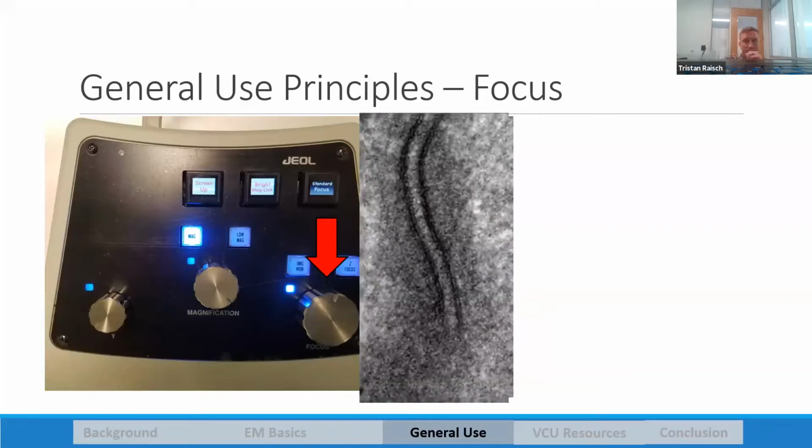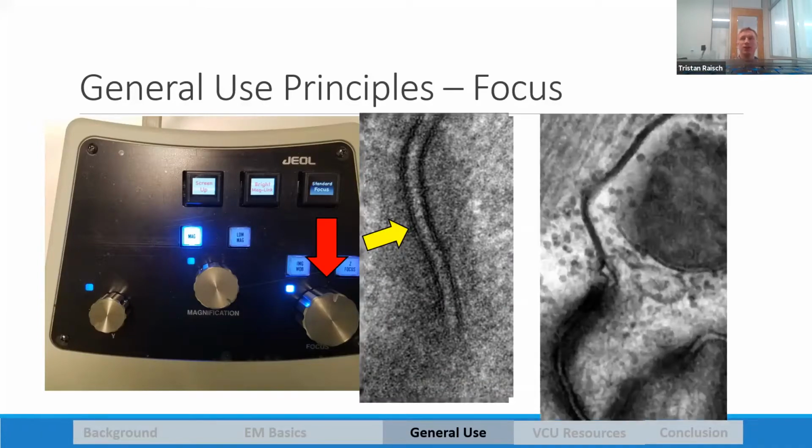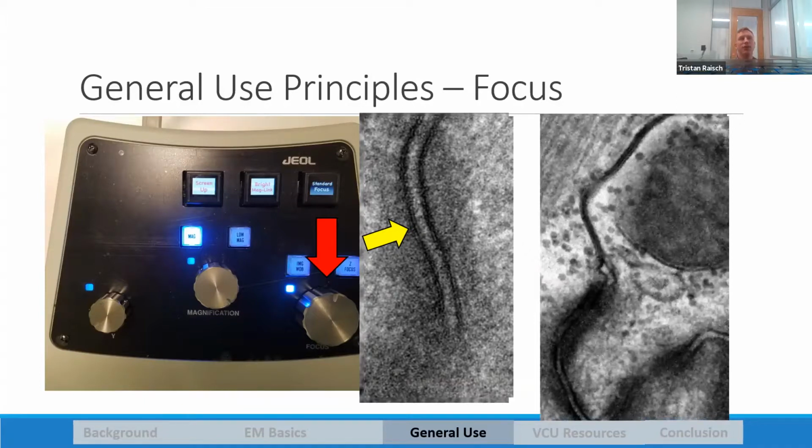With proper focus, you're even able to make out the distinct lipid layers of the cell membrane. And when I'm looking at gap junctions, I can even quantify the width of that characteristic gap from a well-focused electron micrograph.